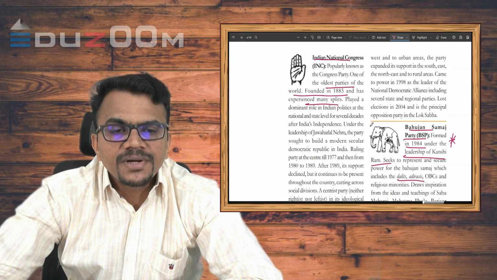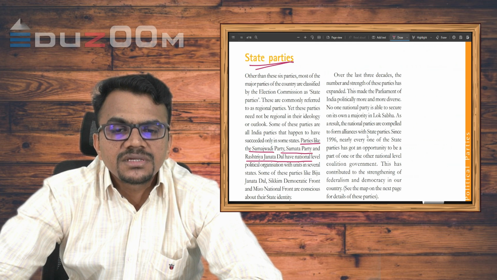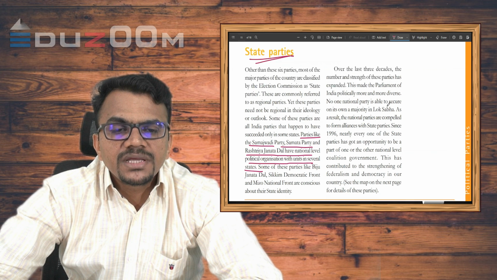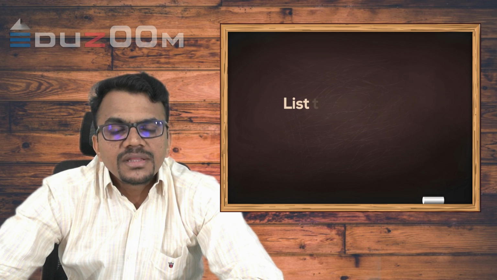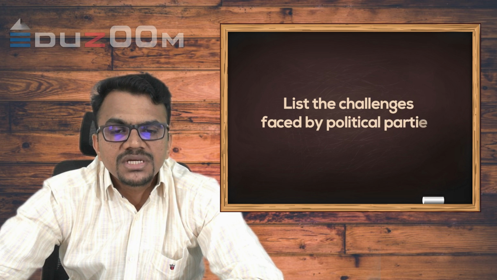Then about state parties, you should know the names of some state parties and the criteria for a state party to be recognized by Election Commission of India. Another important area in this chapter is challenges to political parties. This is a very, very important question as well.